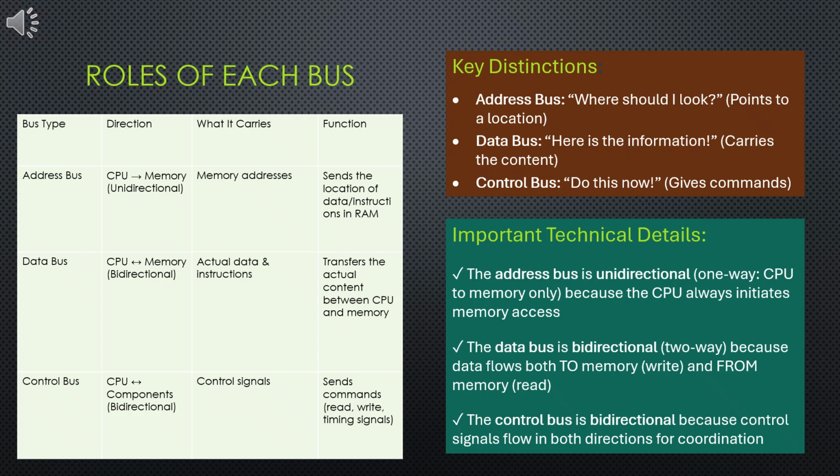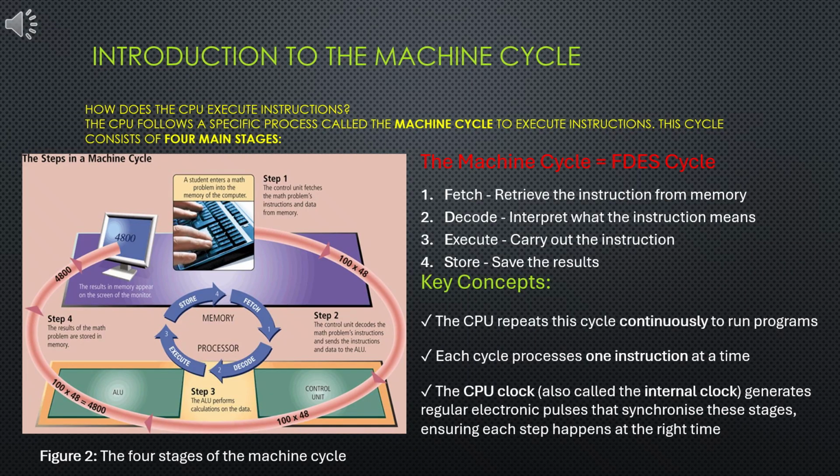Control signals are needed by both the CPU and the components to coordinate this flow. The CPU follows a precise, repetitive process to execute every single instruction we give it. This process is called the machine cycle, also known as FDES cycle: Fetch, decode, execute, and store. Think of it like a continuous loop.